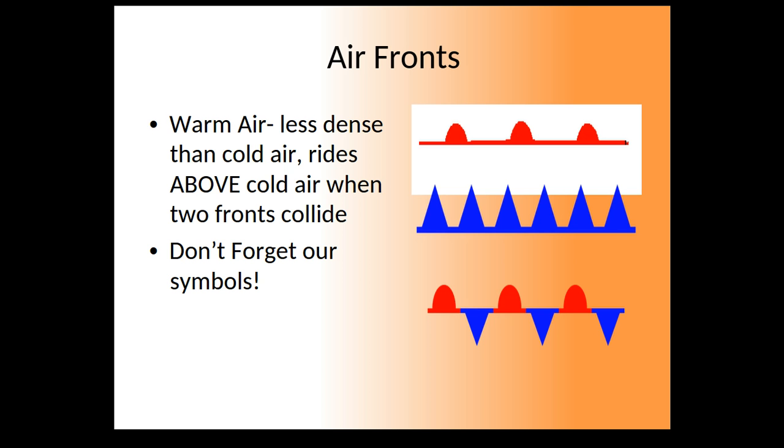Now don't forget about our symbols, class. That top symbol sort of looks like half circles or half ovals. That is a warm front. That second symbol looks like mountaintops or mountain peaks. Remember that mountains are cold, so that equals a cold front. What about that third symbol that kind of looks like a combination of the two? Well, that's exactly what it is. That's called a stationary front, and that's when a warm air front and a cold air front collide.